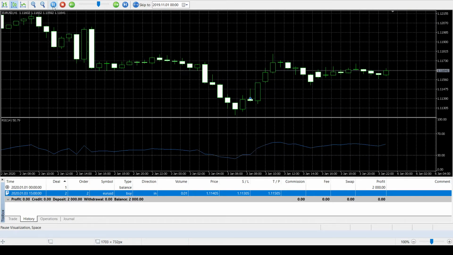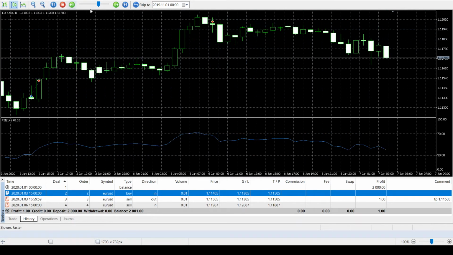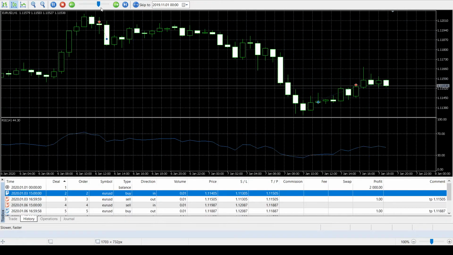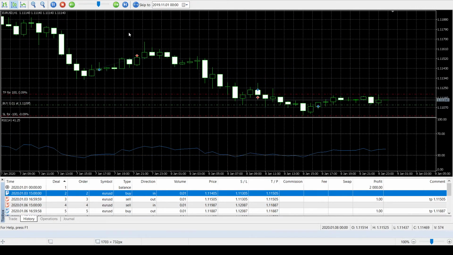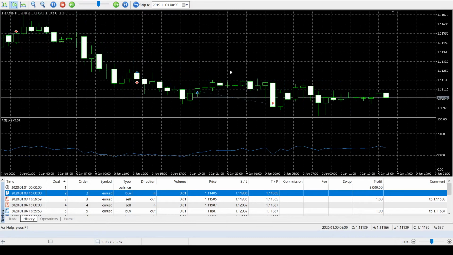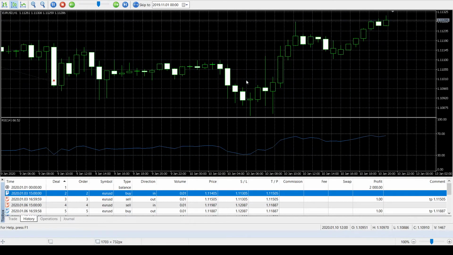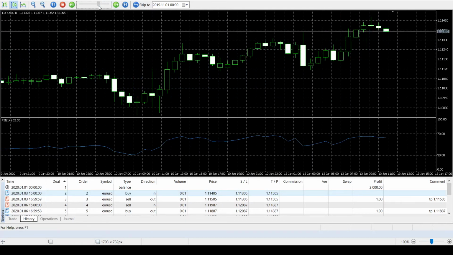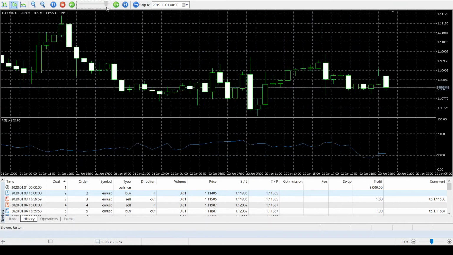So with this, it's going to continue with a lot of trades. Okay, so by using this strategy tester visualization, we can see what trades it has really performed. And of course we can even make it faster to see the outcome of this test.